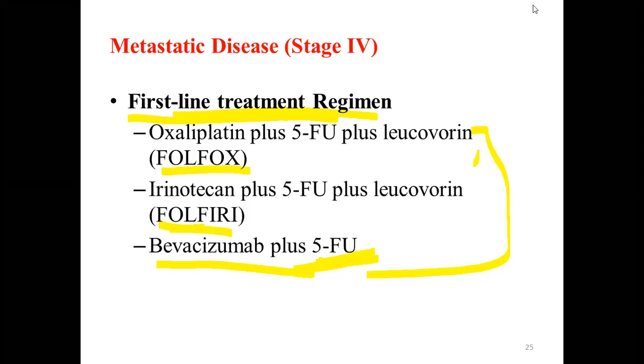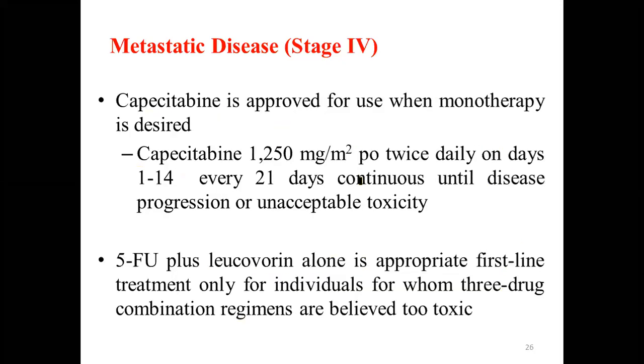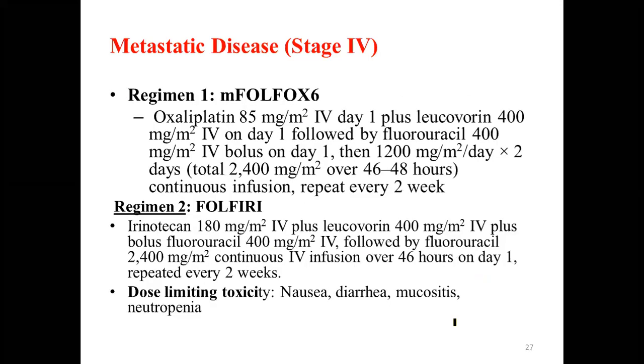Okay, good. Now, this is the regimen in the metastatic setting. Capecitabine can be used as monotherapy, specifically when the goal is just palliative. Even 5-FU with leucovorin can be used as a first-line agent if the patient cannot tolerate the 3-drug combination FOLFOX. Then the modified FOLFOX can also be considered. I mentioned the modification is not part of oxaliplatin.